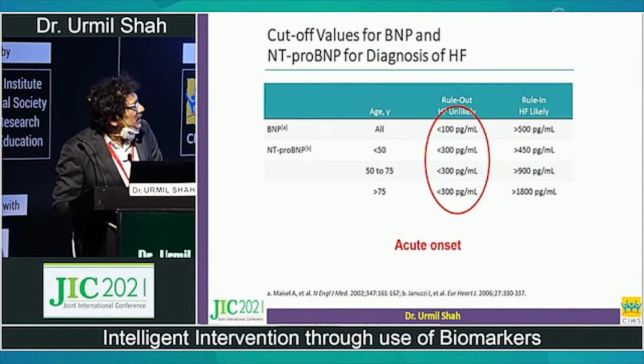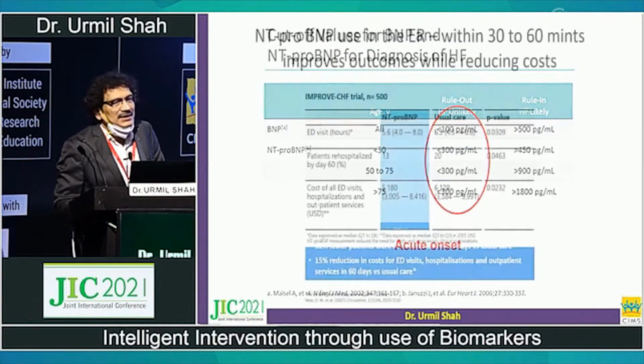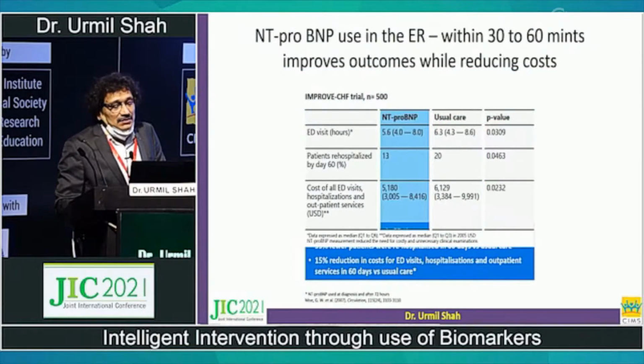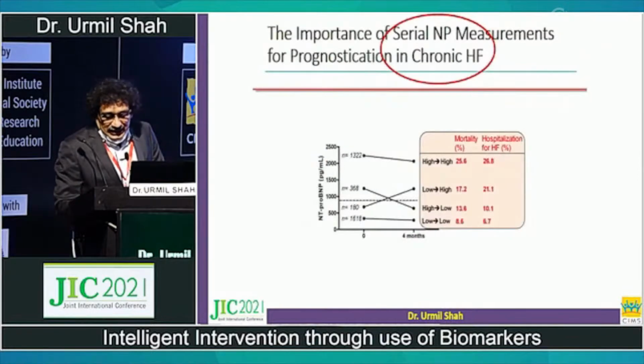So this is the cut point, as you can see here: BNP level less than 100 or NT-pro-BNP level less than 300 in acute onset can practically rule out heart failure. If you use this marker in the emergency room, practically it can save time, because if the BNP level is high, it's heart failure and we can start the treatment very early.